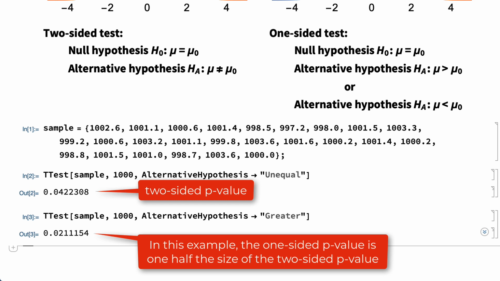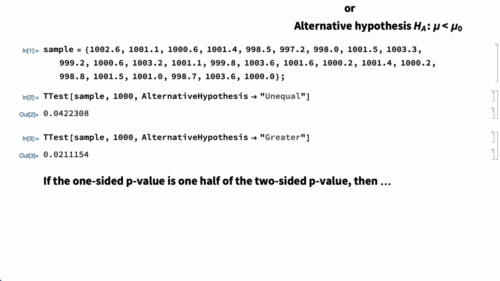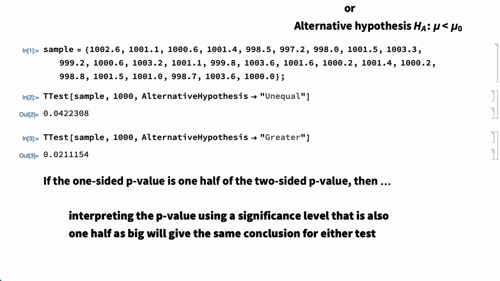In many applications, the choice between a one-sided test or a two-sided test is arbitrary as long as the results are reported and interpreted accordingly. When the only difference between the tests is that the one-sided p-value is half as big, for example, then using a significance level alpha that is also half as big will lead to the same conclusion about whether or not to reject the null hypothesis.